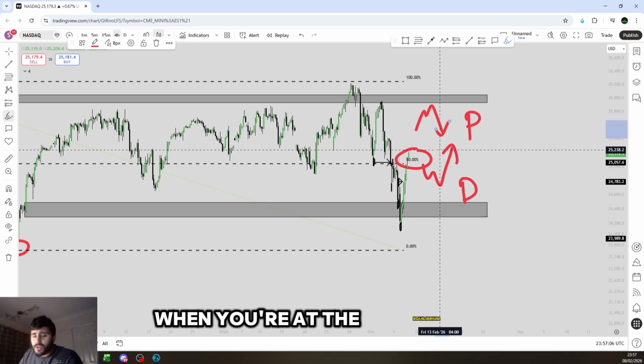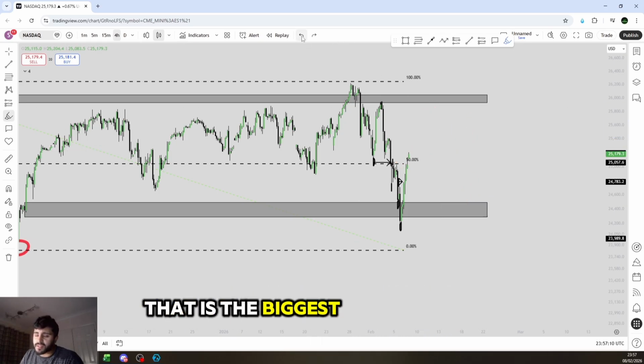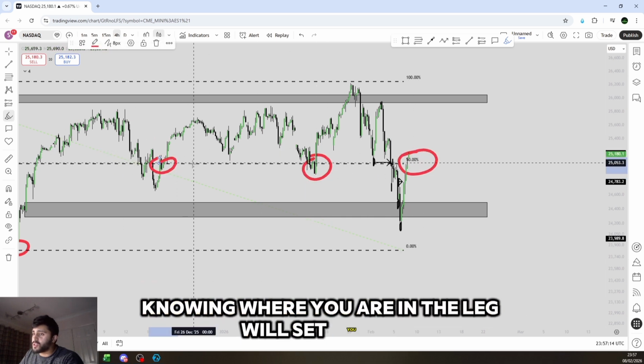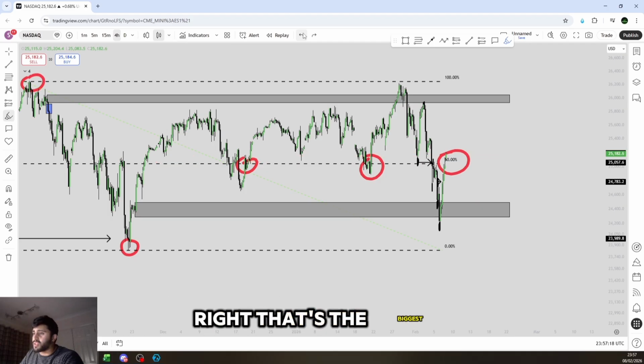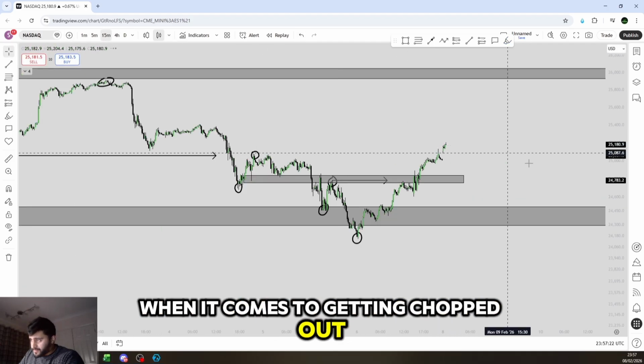When you're at the equilibrium, you typically don't want to be holding your trades for too long. That is the biggest thing I've seen with traders. Knowing where you are in the leg will set you up. So you don't want to be trading anywhere near this equilibrium line. That's one of the biggest problems you can fix when it comes to getting chopped out.